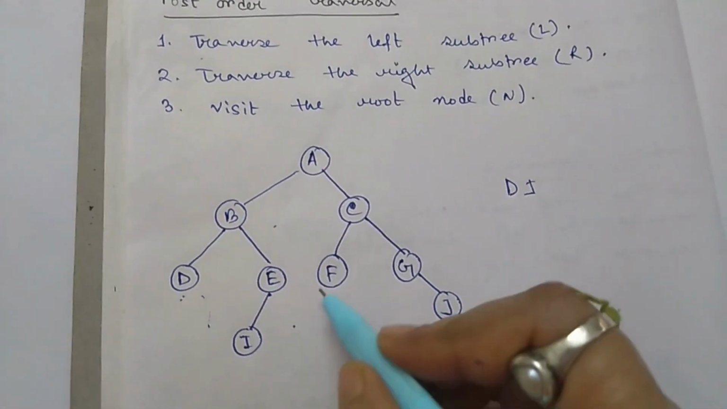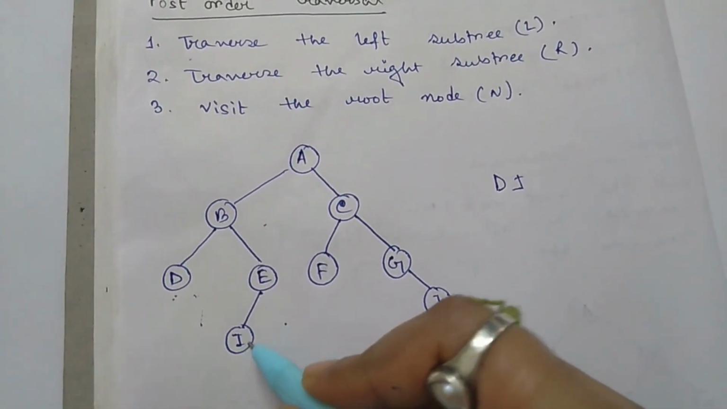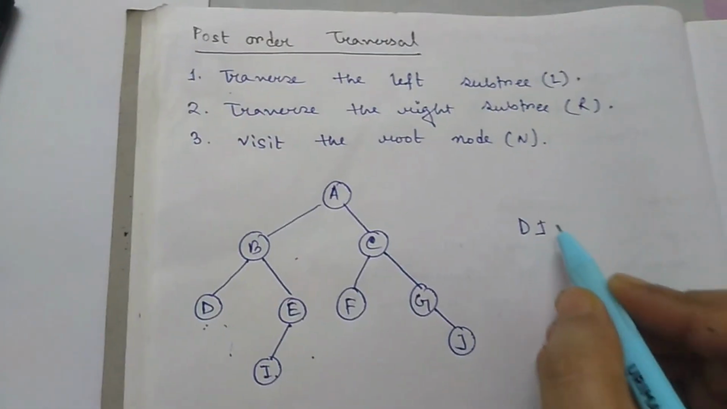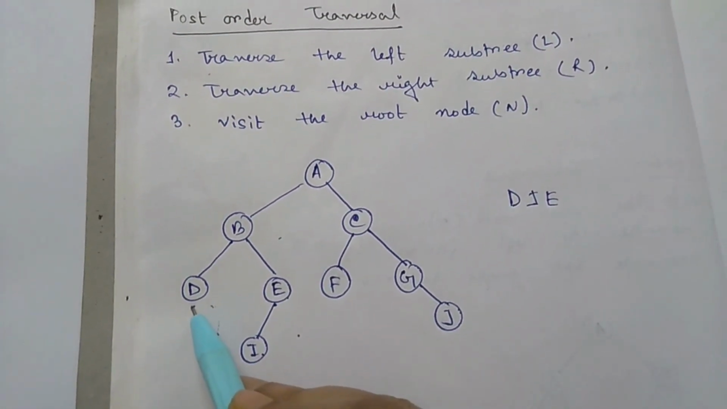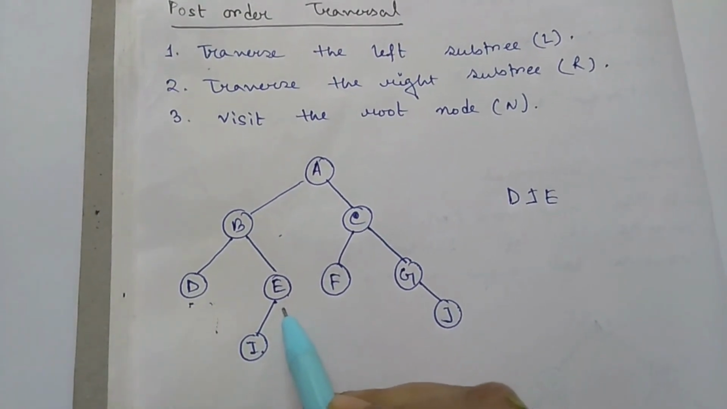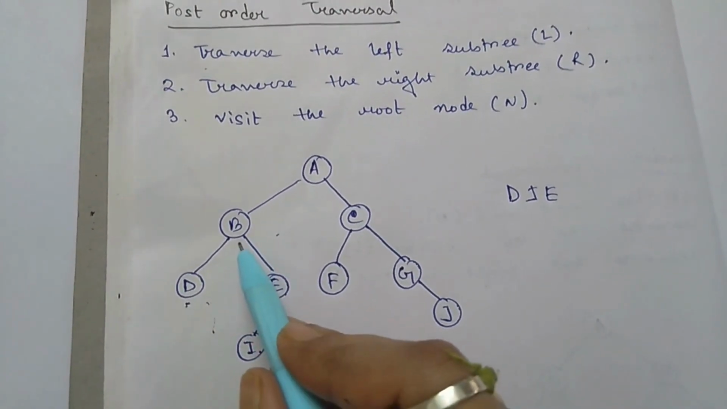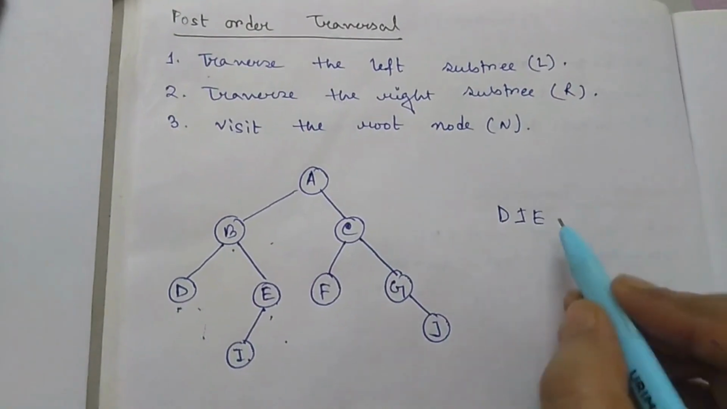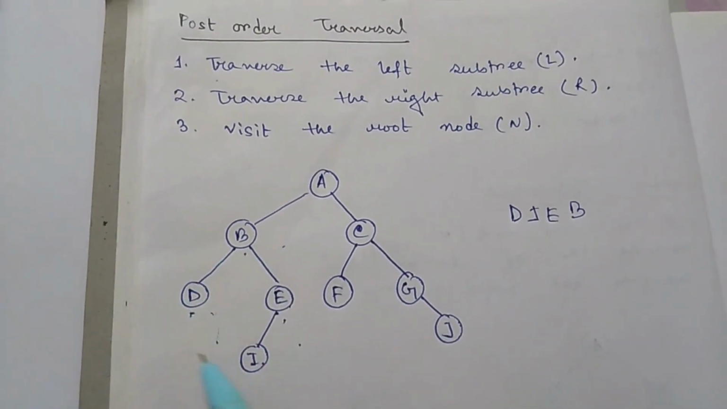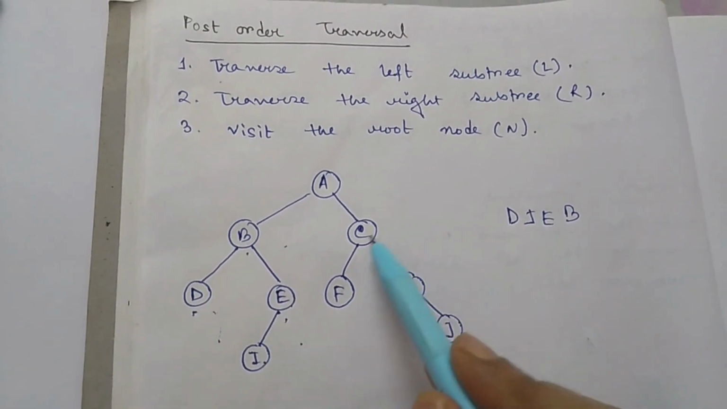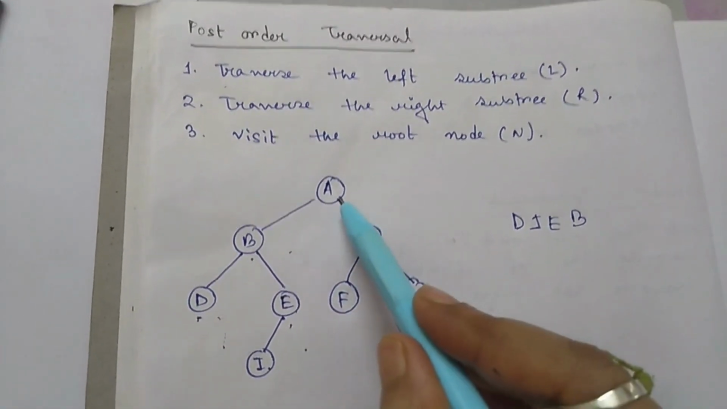Next move to the root position. So what is the root of that i? That is e. That means the left subtree is complete and the right subtree is complete, then move to the root position of that tree, that is b. Again according to the formula, the left subtree is complete, after that the right subtree, then move to the root position.